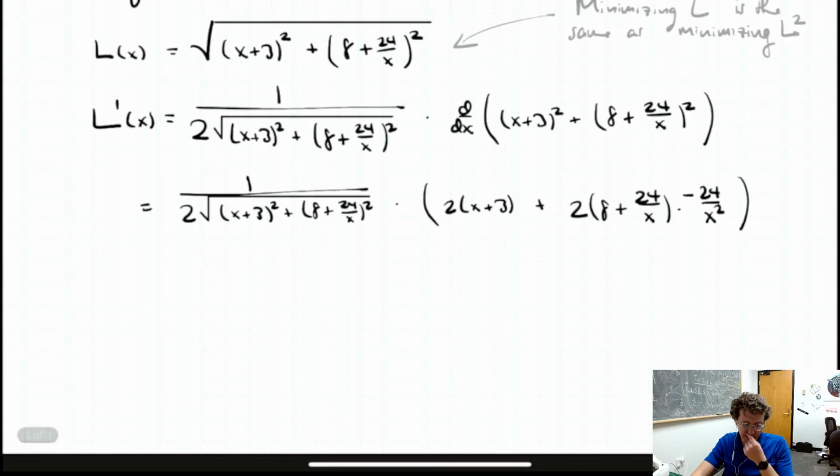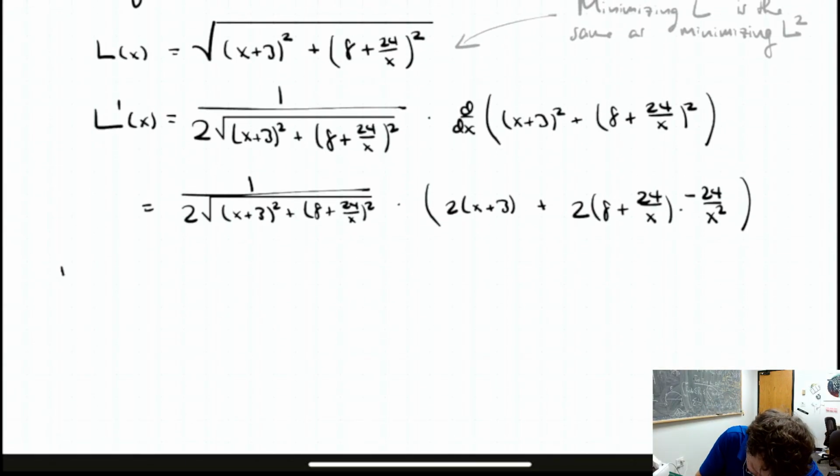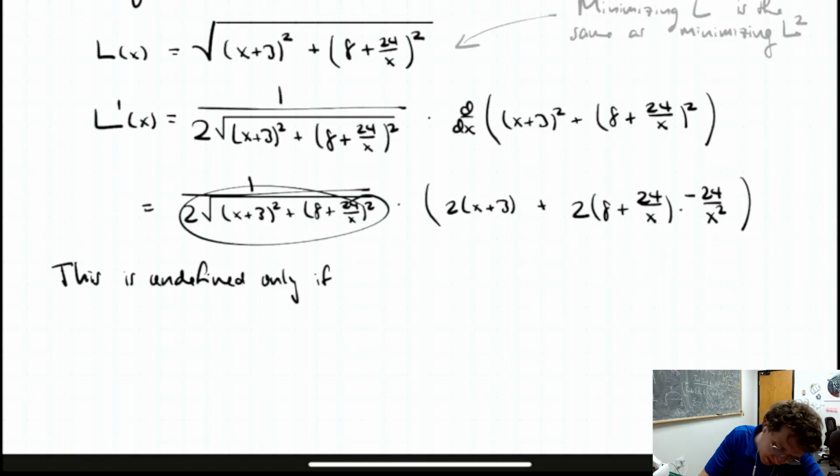So I'm looking for places where this is 0 or undefined. Now this thing is never 0. You can never divide 1 by something and get 0. We could make this undefined if the numerator is 0, or the denominator is 0. So, could I ever make that denominator 0?